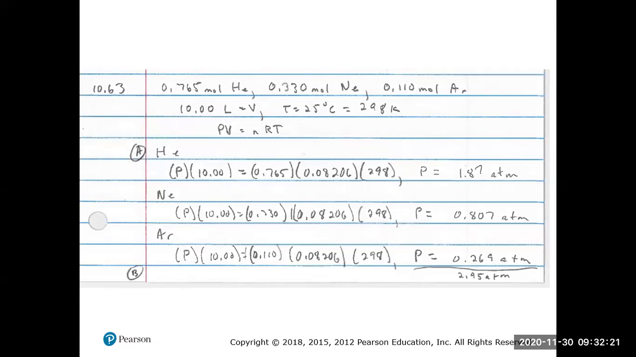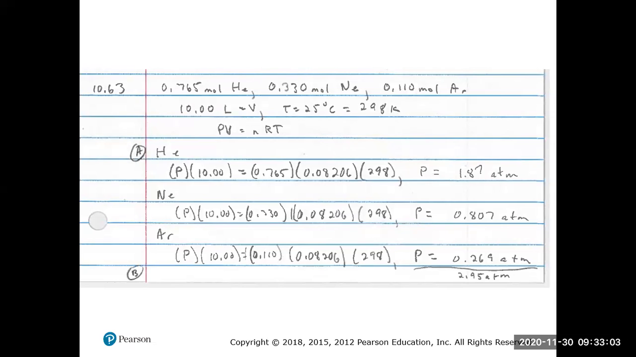So PV equals nRT. We know our pressure needs to be in atmospheres, and so that's what we're going to be solving for. Our volume needs to be in liters. It was given to us as 10 liters, so we're good there. We have the number of moles of each of these, so we have that value for n, so that's great. The R value is our constant, our 0.08206 value. And then the last thing we need is temperature. Temperature was given in degrees C. We want to convert that into Kelvin by adding 273, and that brings our temperature to 298.